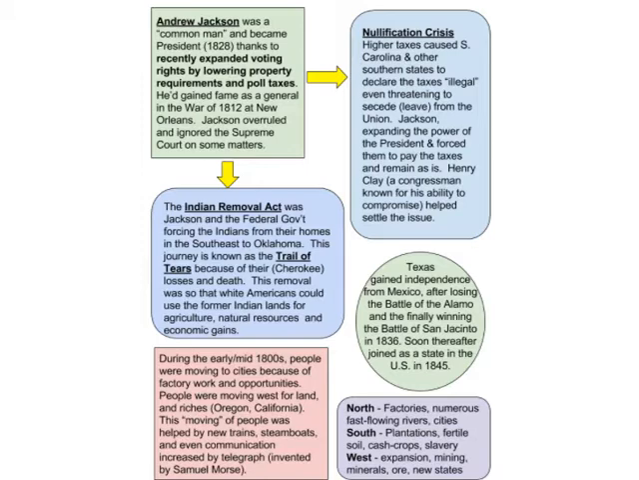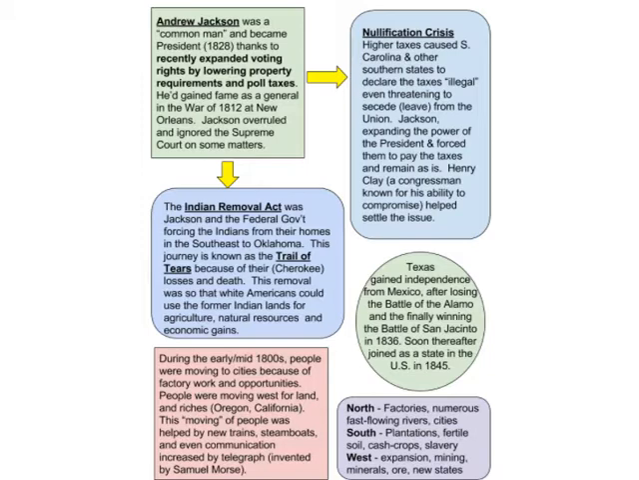Texas was the Republic of Texas for about 10 years, but in 1845, they joined the Union. So in 1845, Texas became part of the United States. It became the state of Texas. Here's the thing to note about Texas. It became a slave state. It was in the South. It was a slave state.